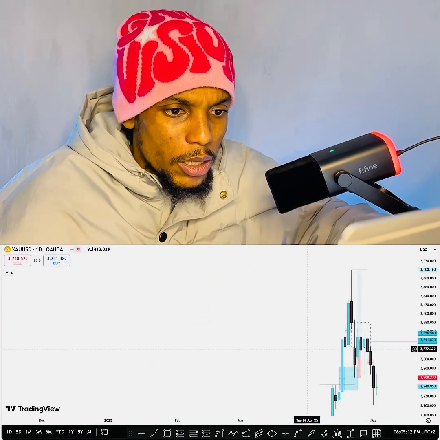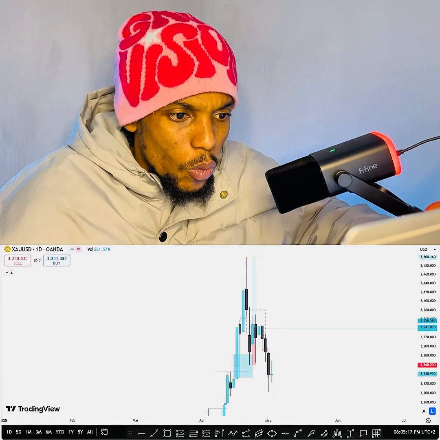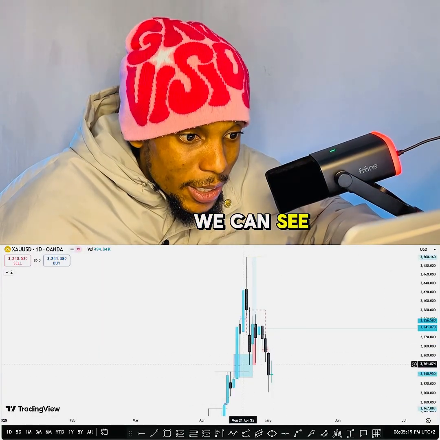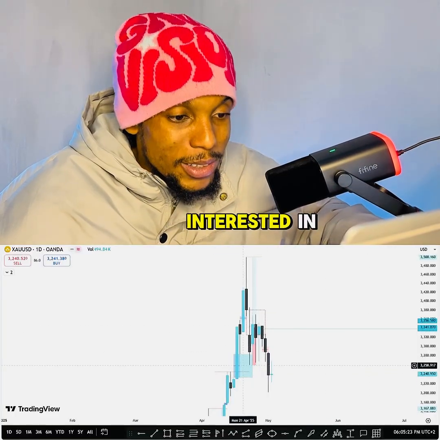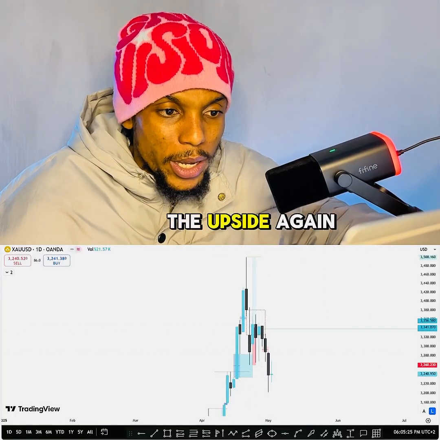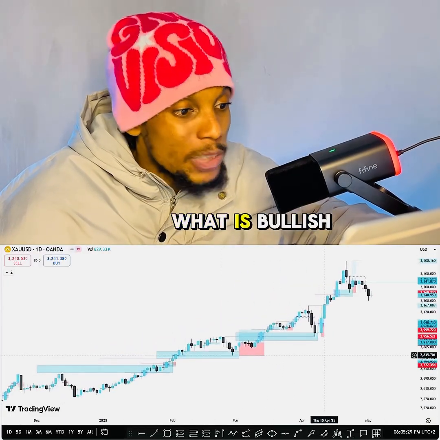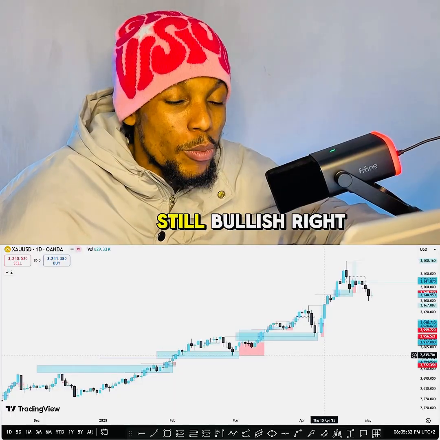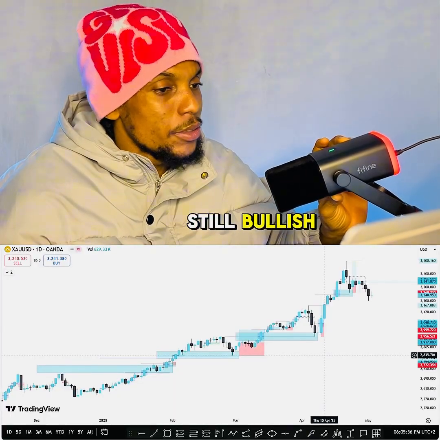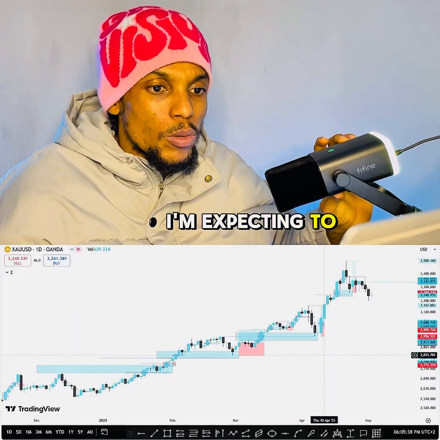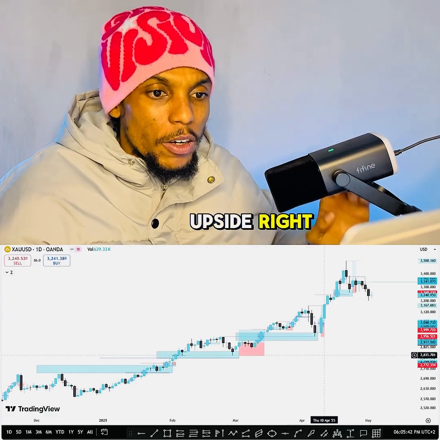One day. So from the daily time frame, we can clearly see a fair value gap, which is a point of interest that I was interested in to continue taking this trade to the upside. Again, the order flow of this daily time frame is bullish, right? The market is still bullish right here. So being that the market is still bullish, I'm expecting to continue taking this trade to the upside.